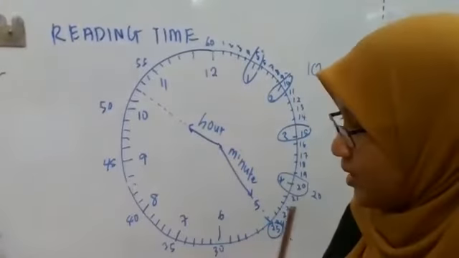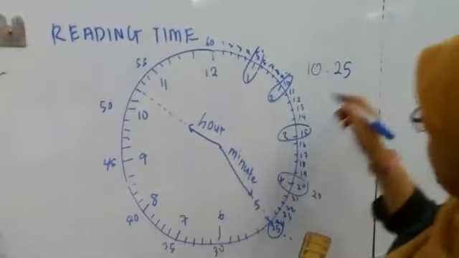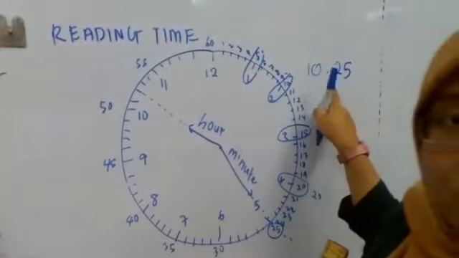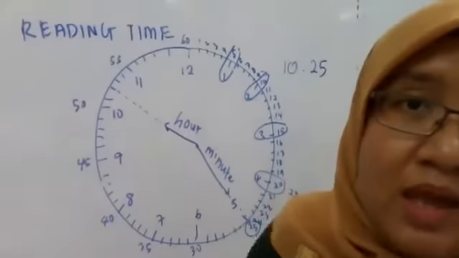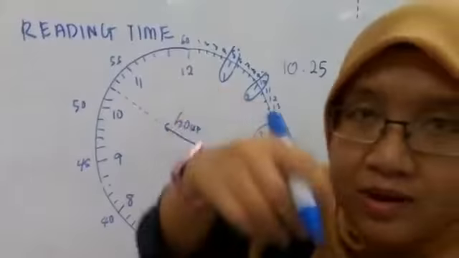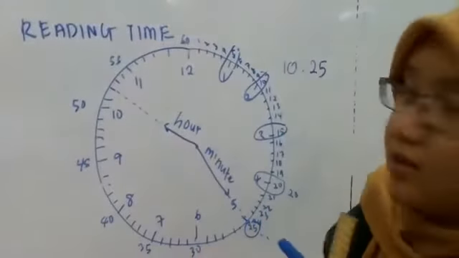Alright, now we need to learn how to write the clock. This one is when you want to write the clock in the form of numbers, but you also should be able to write the clock in writing form. How do you write the clock in writing form?